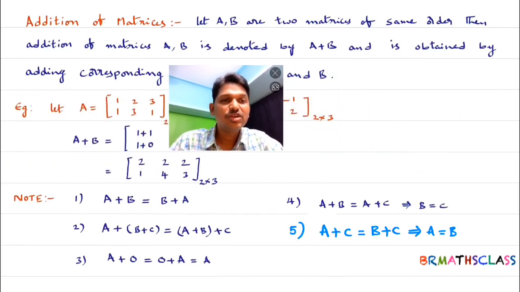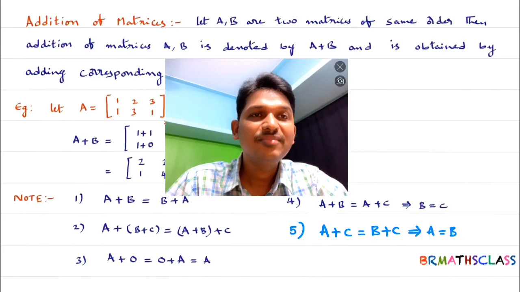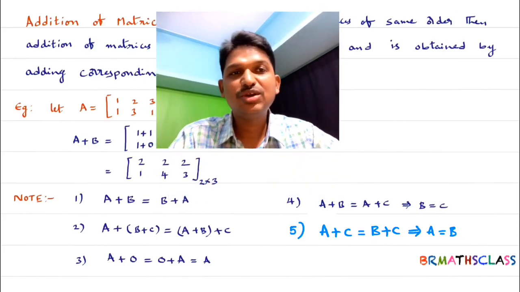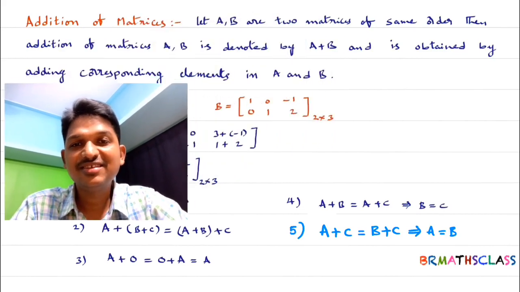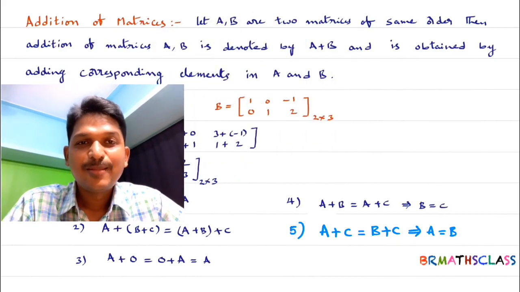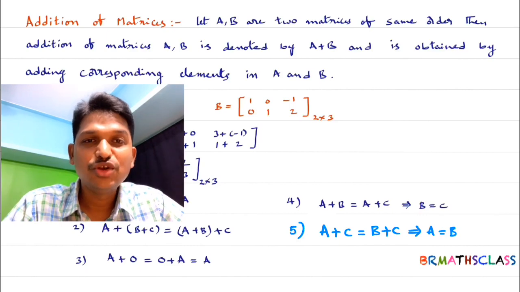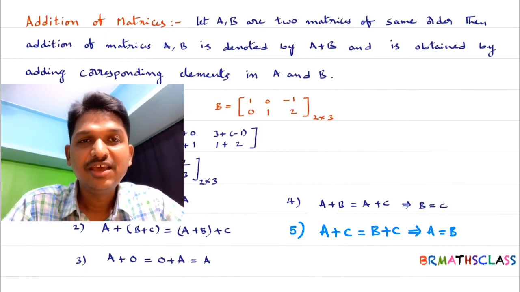What you learned about addition of matrices? Can you say the definition? What is addition of matrices? Right. A comma B are two matrices of same order. Then addition of matrices is denoted by A plus B and is obtained by adding corresponding elements in A and B. So you learned 5 important points related to addition of matrices.